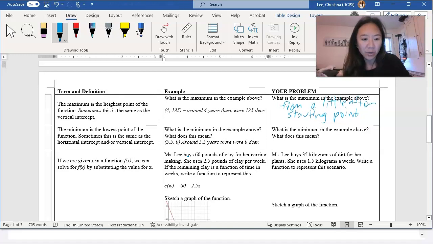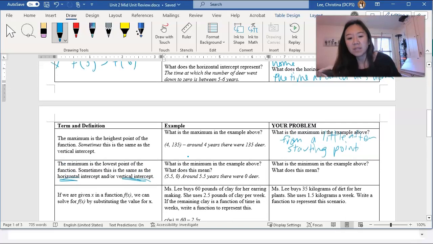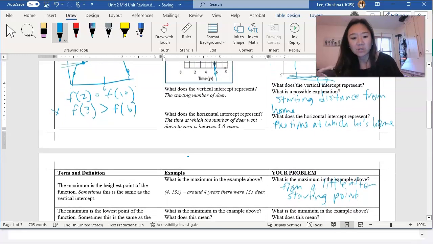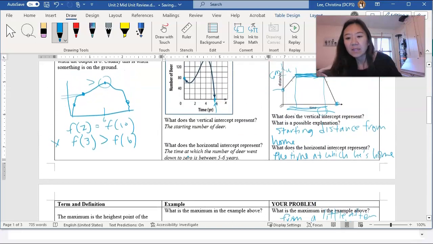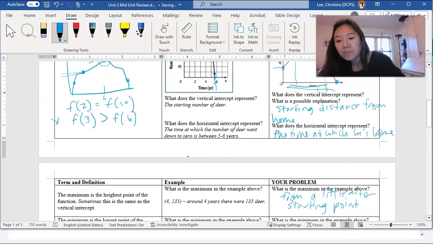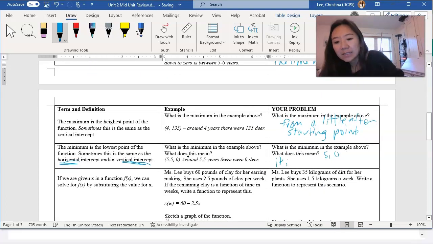The minimum is the lowest point of the function. So sometimes this is the same as the horizontal intercept and or the vertical intercept. If the starting point is 0, 0, that could be the minimum. And so the minimum in this example with the deer is at around a little bit after 5.5 years, we're at 0 deer, right? In this example, it's at a given time, right? At the end, he returns home. So let's say it's 5 minutes, 0. I don't really know because we don't have actual units here. But it is when he is home, right? Again, 0 meters from home.